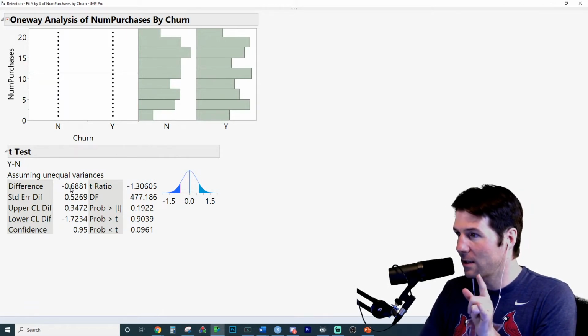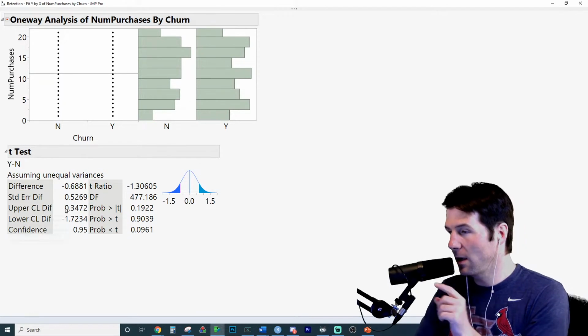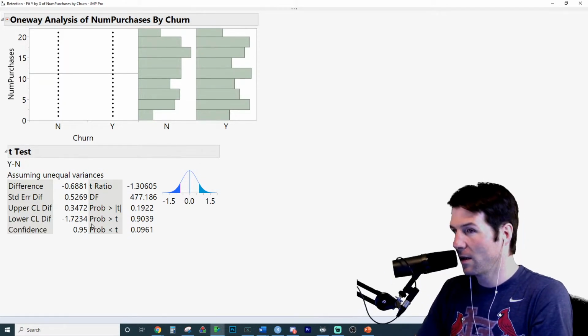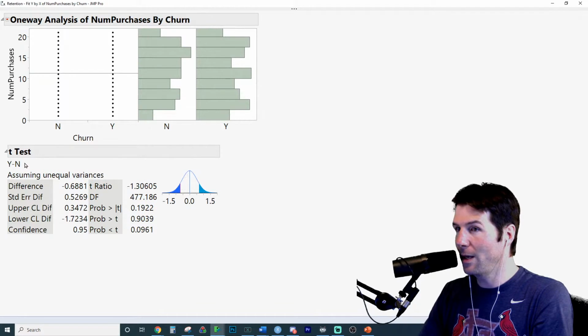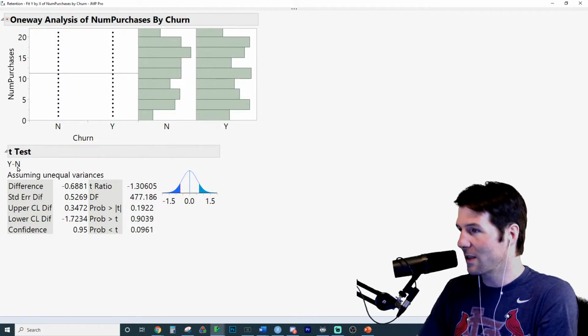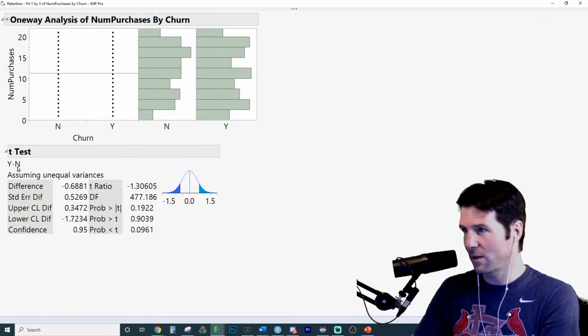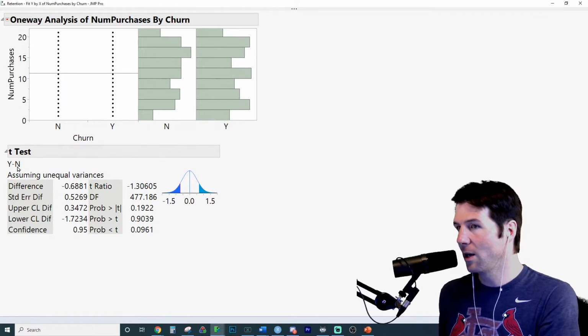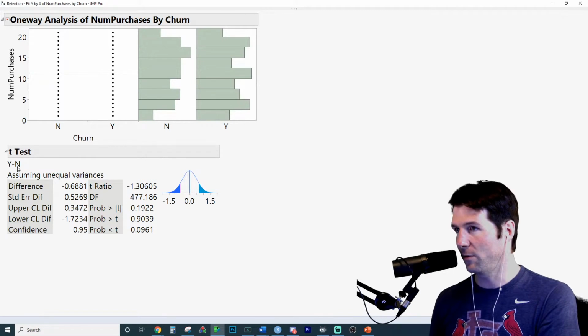What we want to look at is the difference right here. This is the key part where we see the difference. This difference shows us who made more purchases, the people who churned or the people who did not churn. And this means they left our company. They went to a different contract. They said, we're leaving our cell phone contract. Who made more purchases on average?